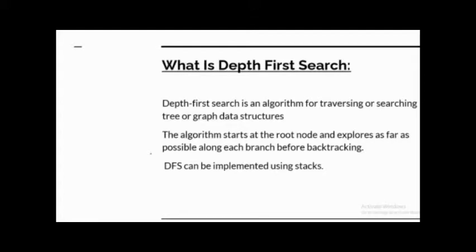Many problems in computer science can be thought of in terms of graphs. For example, analyzing networks, mapping routes, scheduling, and finding spanning trees are graph problems. To analyze these problems, graph search algorithms like DFS are very useful.